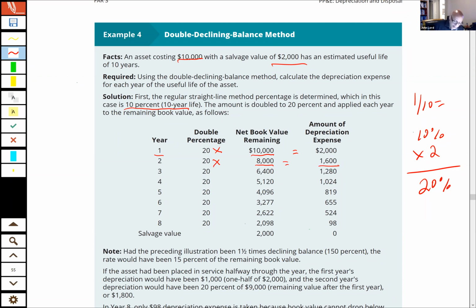Then I take that 1,600 off the 8,000, and now I'm down to 6,400, and so on. I'm not going to go through the whole table. I think you understand how this is working. Now, be careful though. If you were to come down to this 2,098, and if you were to multiply that by 20%, you would get depreciation there of what?